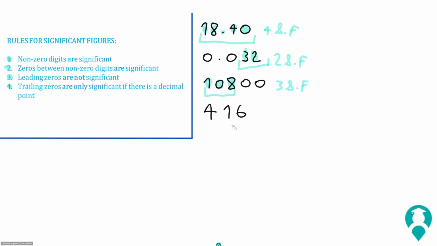And now lastly, we have 416. And this one's straightforward enough. We just need to apply our first rule. Non-zero digits are significant, and that's all we have in this case. We have 4, 1, and 6, and that makes 3 significant figures.